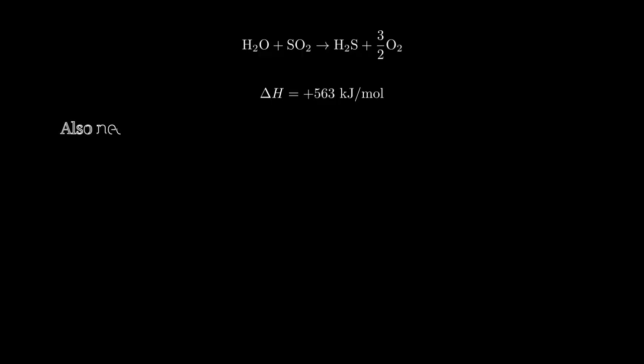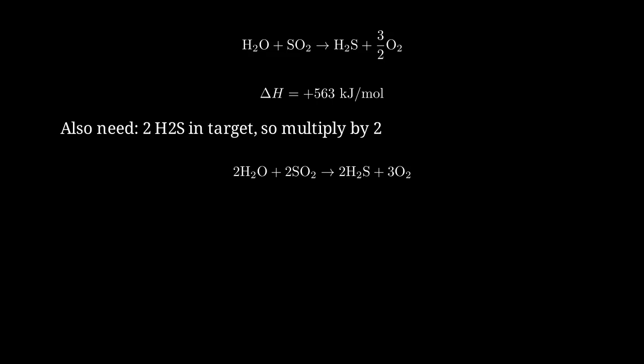We also need two H2S molecules in our target, so we multiply the entire equation by 2. This gives us 2 water plus 2 sulfur dioxide produces 2 hydrogen sulfide plus 3 oxygen, and we multiply delta H by 2, giving us positive 1,126 kilojoules per mole.